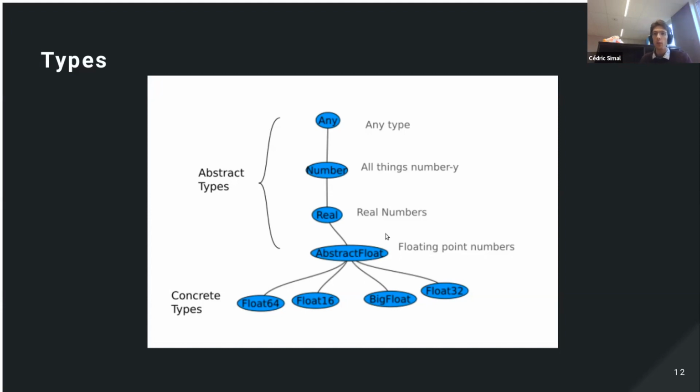And then, of course, AbstractFloat is itself a subtype of Real, which is the abstract type for real numbers, which is itself a subtype of Number, which is the abstract type for all numbers. So things that you can add, subtract, multiply, and divide. And then above that, you have the Any type, which is the type that matches anything. And generally, you want to avoid using Any because your performance may be pretty slow.